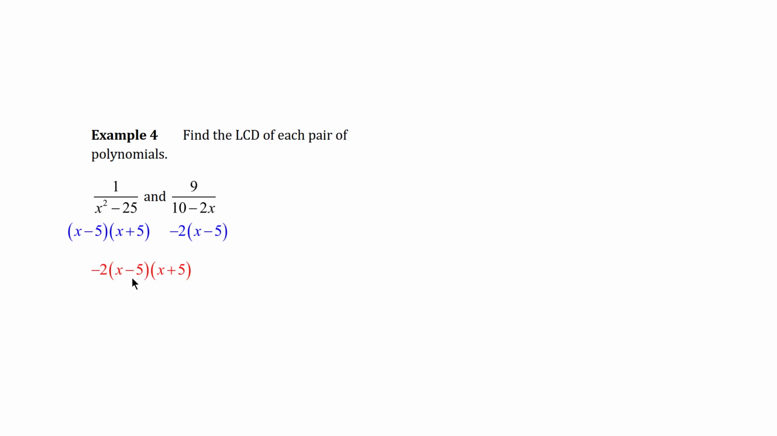Our final answer is just the product of all the terms we found for our LCD, which is negative 2 times the parentheses x minus 5 times the parentheses x plus 5.